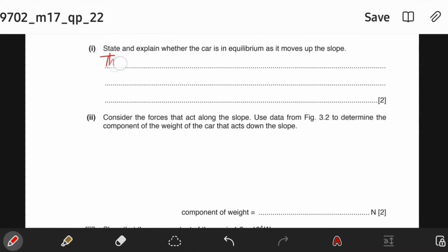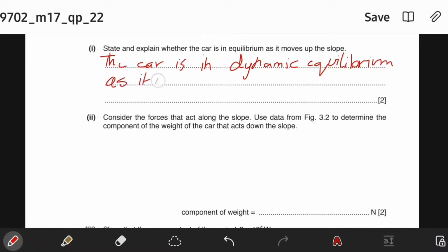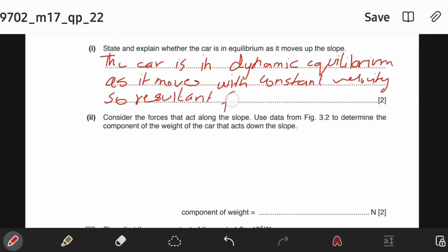The car is in dynamic equilibrium as it moves with constant velocity. So resultant force is 0.